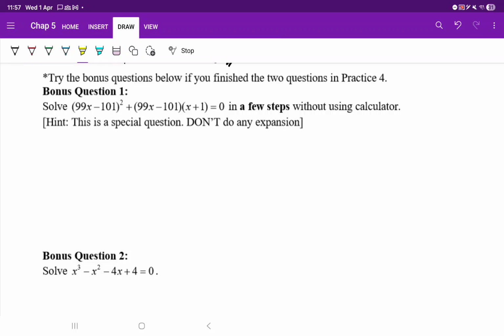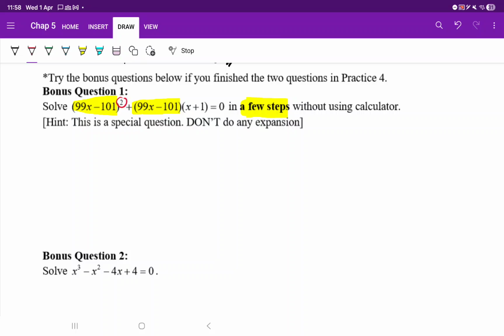Okay, so for bonus question 1, they want you to solve this equation, looks very complicated, in a few steps. And they don't want you to use calculator. It can be done, but you must first recognize this. This bracket and this bracket are the same. The only difference is the power 2.